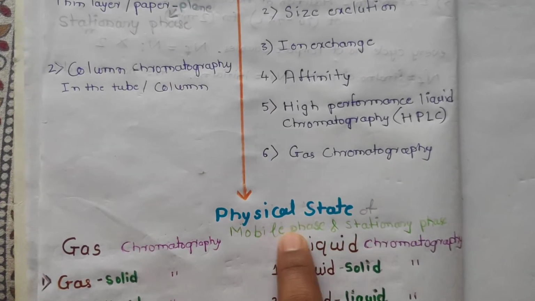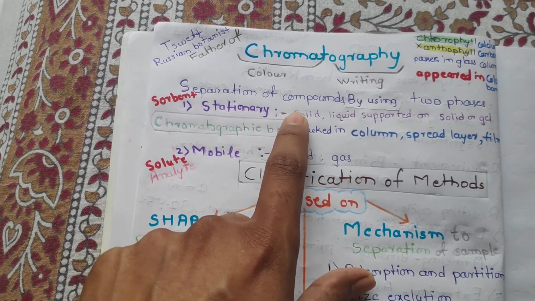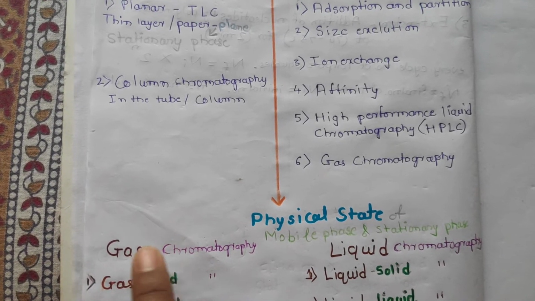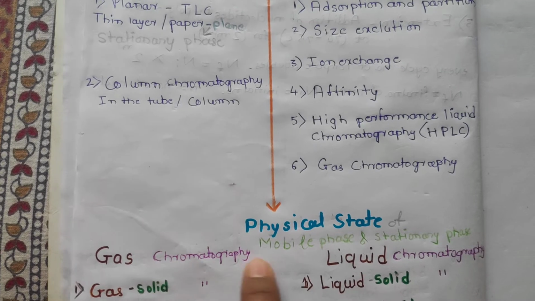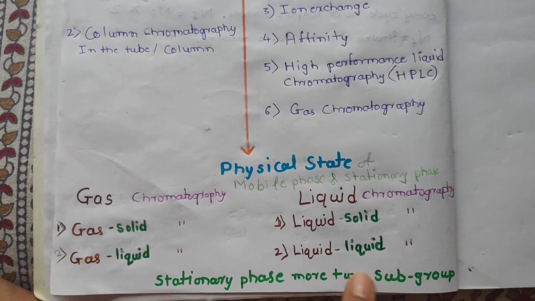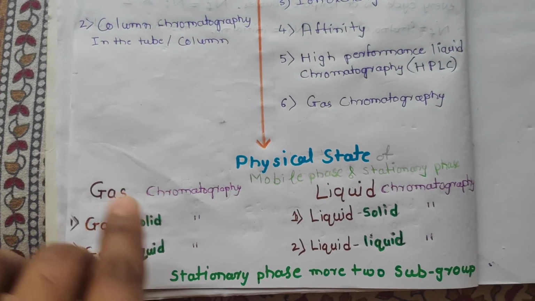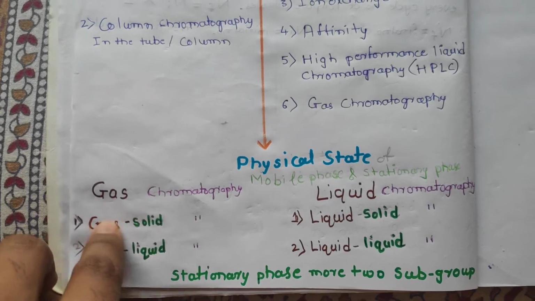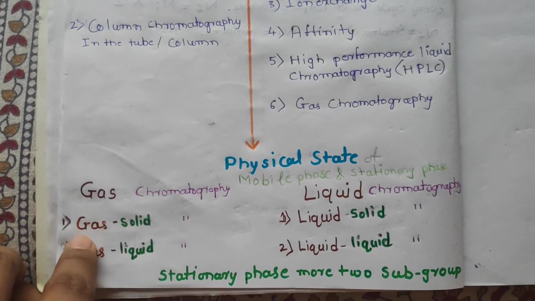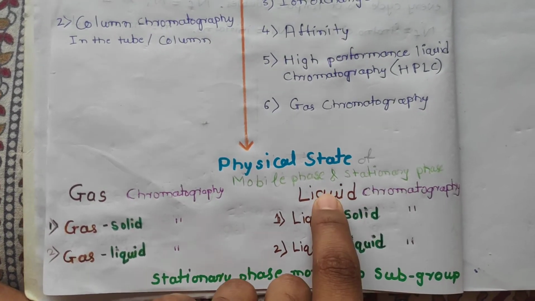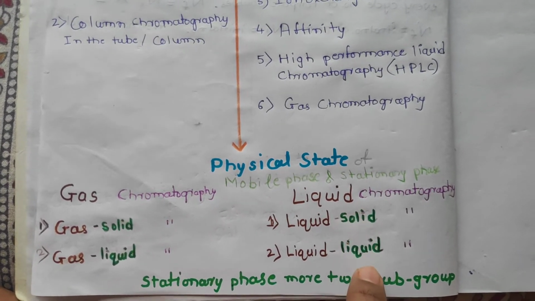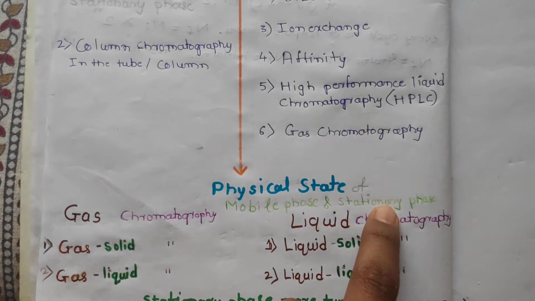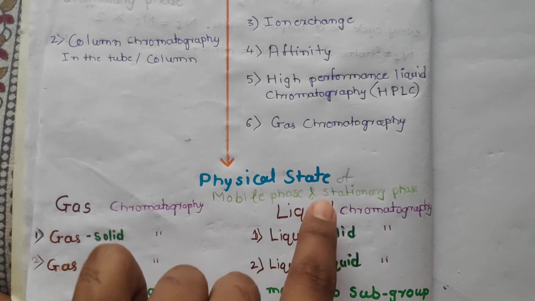Next, based on the physical state of mobile phase and stationary phase: the stationary phase is solid or liquid, and the mobile phase is liquid or gas. When the mobile phase is gas, we call it gas chromatography. When it's liquid, it is liquid chromatography. These have more subgroups depending on the stationary phase. Gas chromatography has two subgroups, gas-solid and gas-liquid, where the first is the stationary phase and gas is the mobile phase. Same with liquid chromatography, where liquid is the mobile phase, with subgroups liquid-solid chromatography and liquid-liquid chromatography.